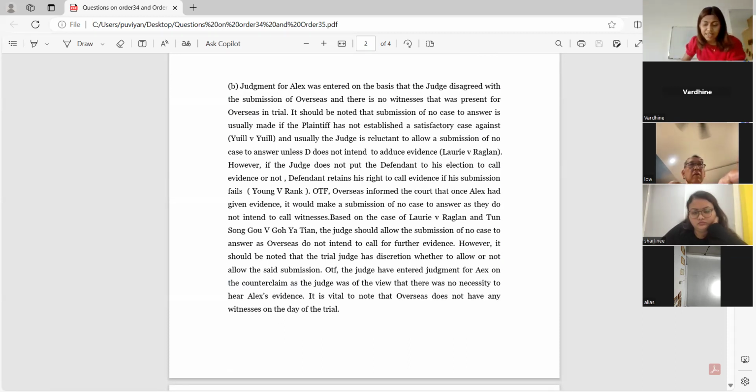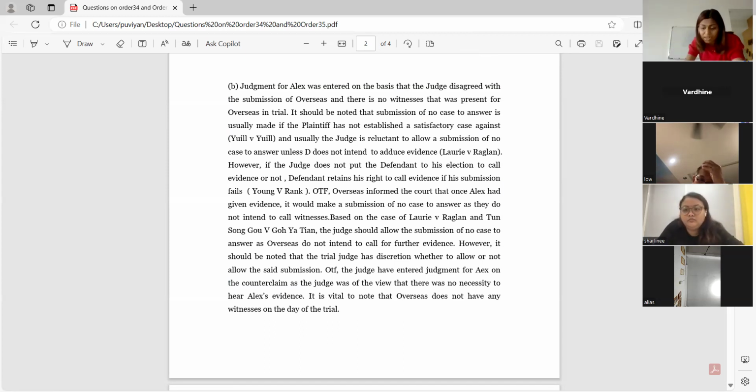Counsel for Overseas advised them to file an appeal against the decision of the judge in entering judgment for Alex. Correct? On the issue of the counterclaim, they are telling you to file an appeal. Let's go one by one. There are two issues here. First, counsel for Overseas is advising them to file an appeal against the decision of the judge in entering judgment for Alex. That is for your counterclaim.